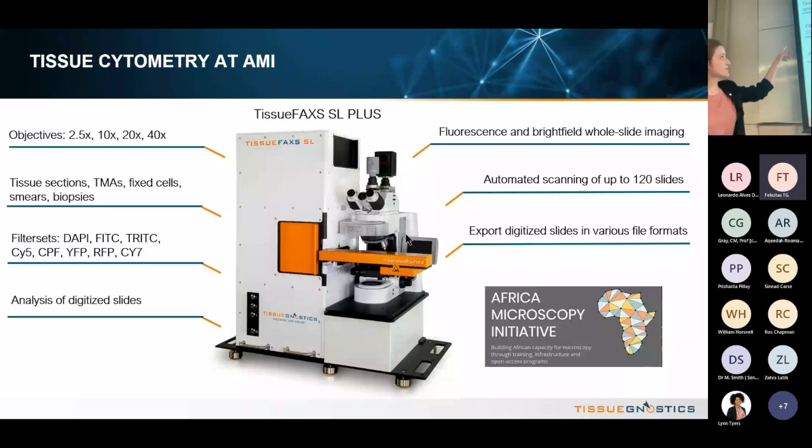You have different filter sets. I just added here the most common fluorochromes, but if you need more data on the filter sets, just go to Karen and Mike, so they have all the information. But in theory, we have 8 different filter sets.